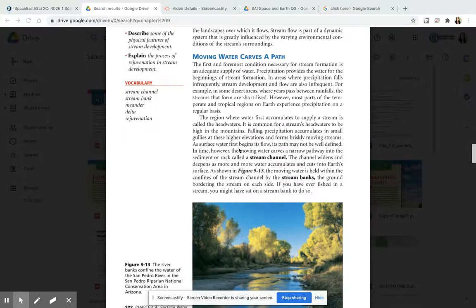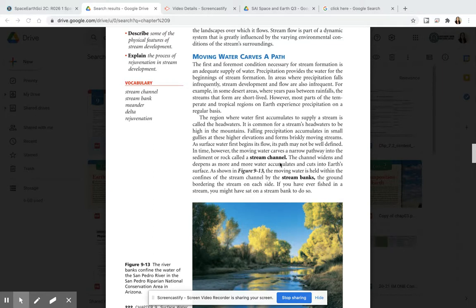The first and foremost condition necessary for stream formation is an adequate supply of water. Precipitation provides the water for the beginnings of stream formation. In areas where precipitation falls infrequently, stream development and flow are also infrequent. For example, in some desert areas where years pass between rainfalls, the streams that form are short-lived. However, most parts of the temperate and tropical regions on Earth experience precipitation on a regular basis.